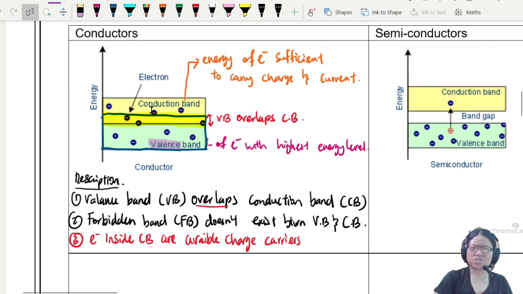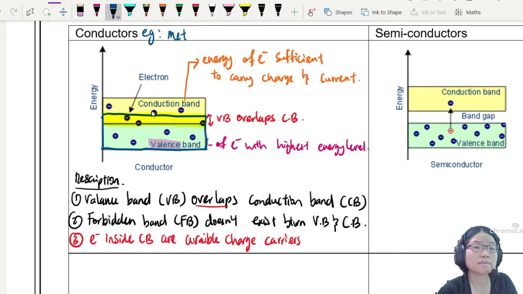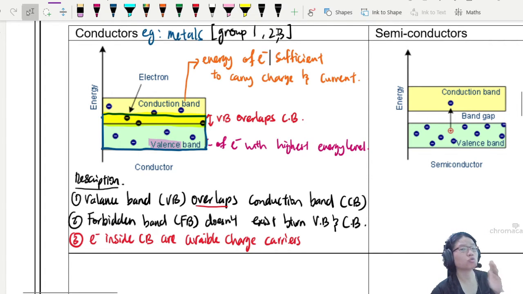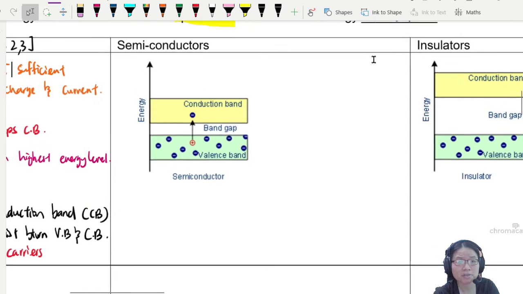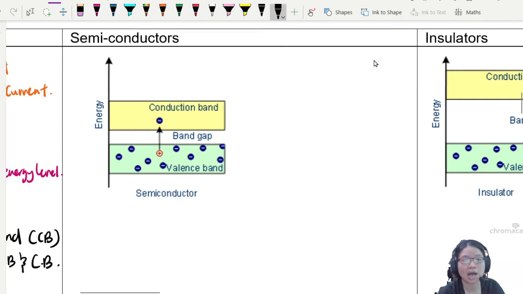Semiconductors is where you're talking about, okay, I'm going to give you some examples here. So conductors examples are like metal. And if you do chemistry, we are looking at group 1 and 2, maybe 3, group 1, 2, 3 elements. Group 1, 2, 3 means you have 1 valence electron, 2 valence electron, or 3 valence electron. So when the valence band does not have that many electrons, the conduction band is closer to the valence band. All right. There are more nuances here, but I don't want to go deep into it because it's chemistry. We're going to move on to semiconductors now. So examples of semiconductors, if you remember, are like silicon.